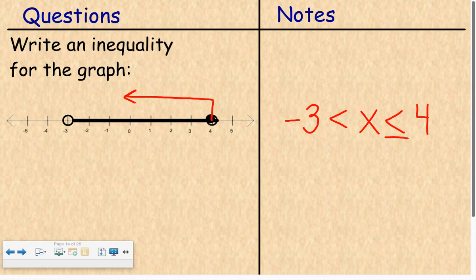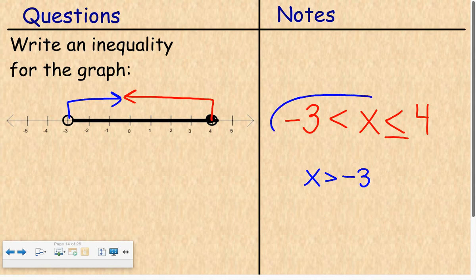Otherwise, if you want to rewrite it, x and -3, the -3 is going to the right, so it should go to the right. So if you flip it, the mouth is opening to the x, so the mouth has to stay opening to the x. So whatever you want to use to try to remember.